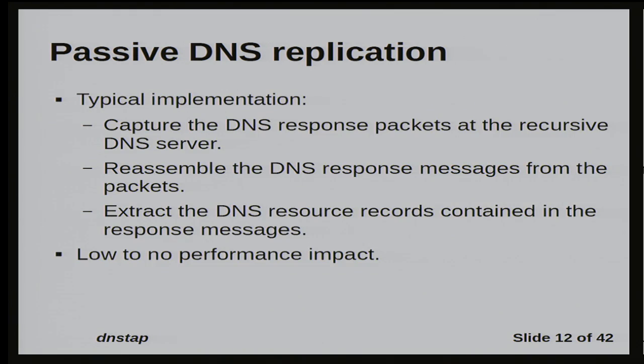Your typical passive DNS replication implementation is going to be packet capture based. It's going to capture the response packets at your recursive DNS server, reassemble these packets into messages, and then extract the resource records that are contained inside the messages. And this, because it's packet capture based, has very little to zero impact on the performance of the recursive DNS service itself.